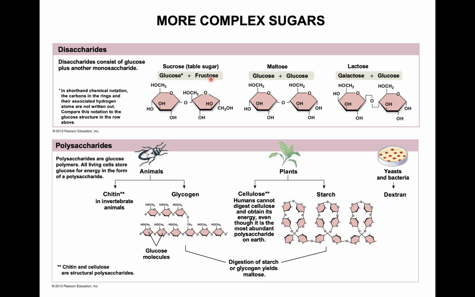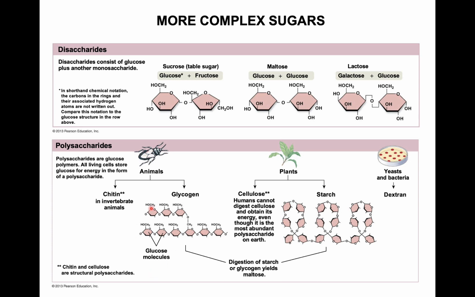You do not need to memorize these combinations. Just know that a disaccharide is 2 monosaccharides put together. And then when you build these large structures, we call these polysaccharides. And polysaccharides, dependent upon their structural conformation, will determine what they look like externally.